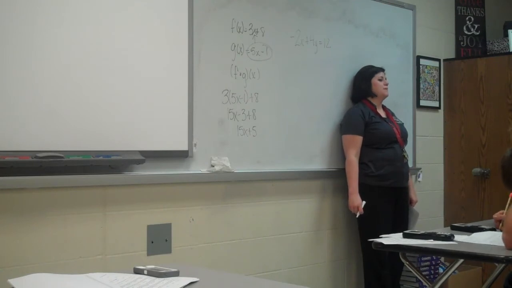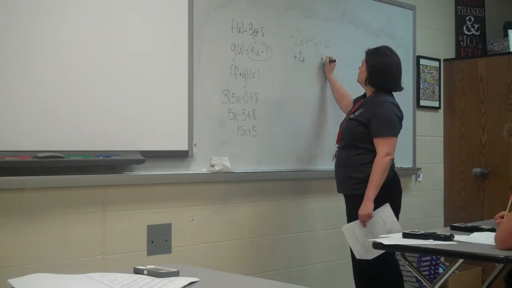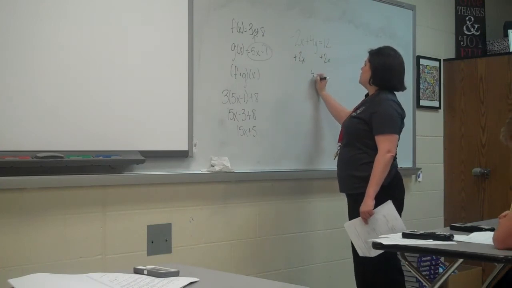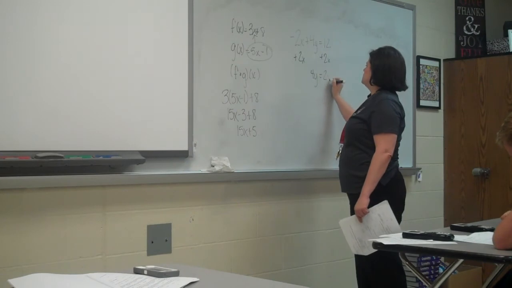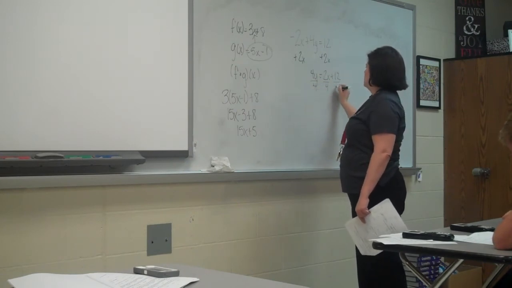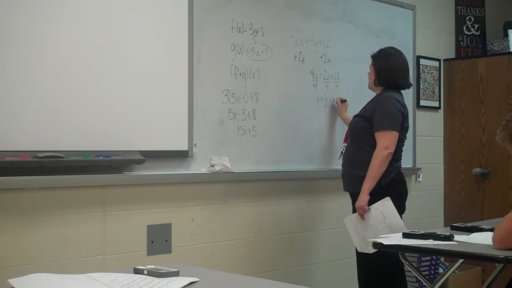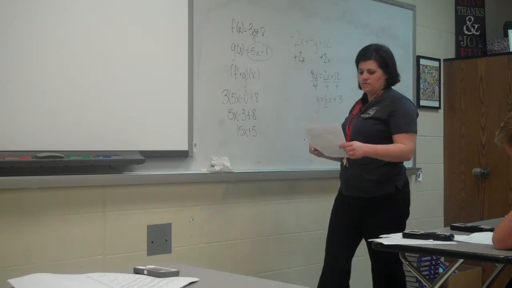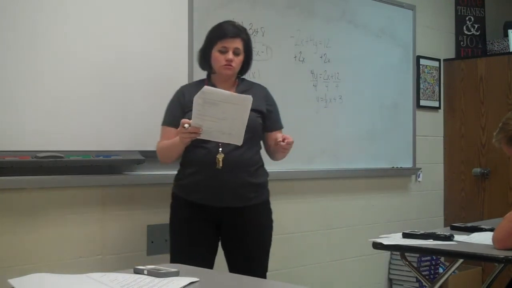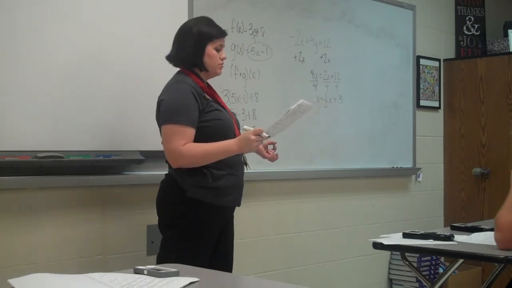Would you add the 2x first? Yep, that's good. And then divide by 4. 4y equals 2x plus 12. Divide by 4. So 2 divided by 4 is going to be written as 1/2, and then 12 divided by 4 is 3. So the slope is 1/2. The y-intercept is 0, 3.